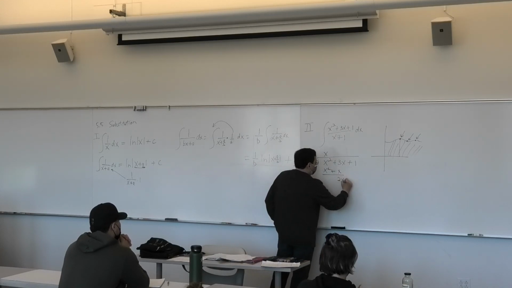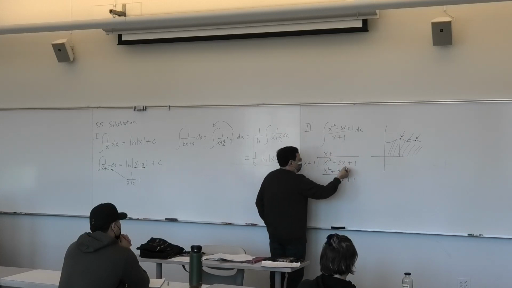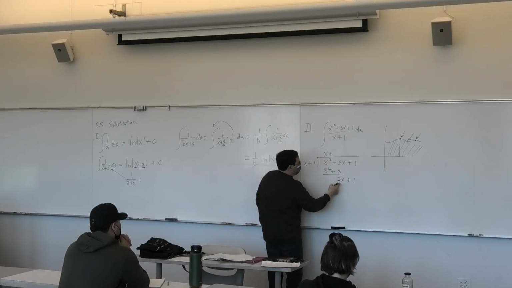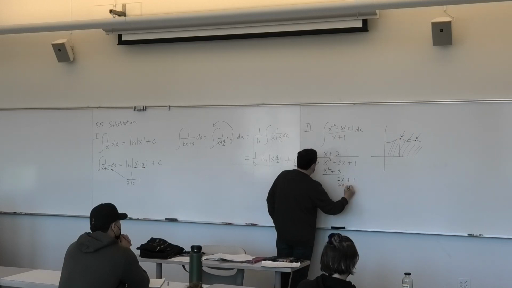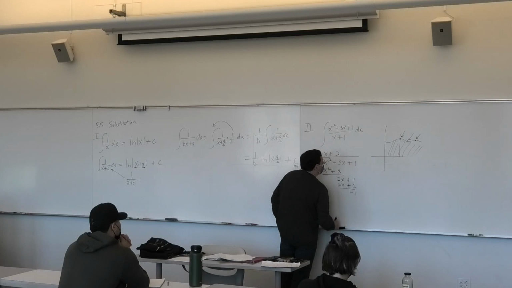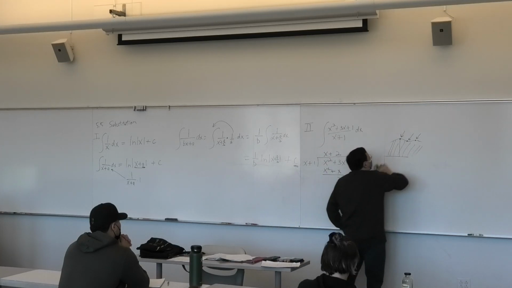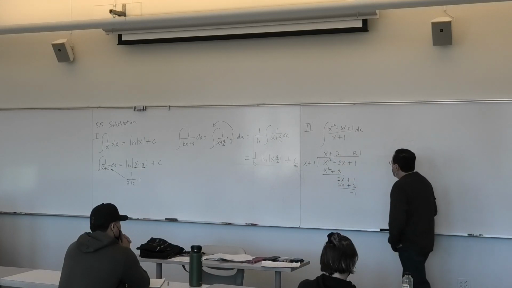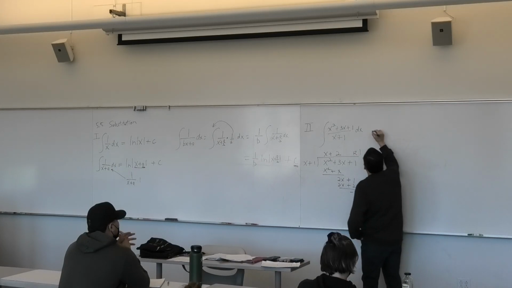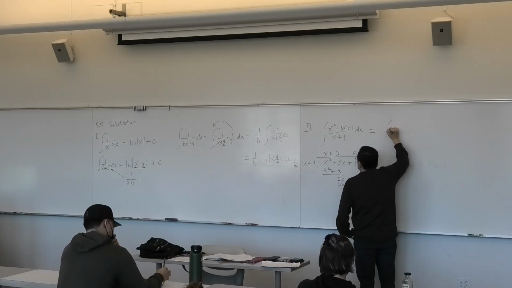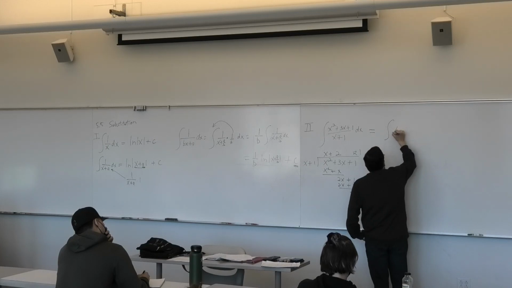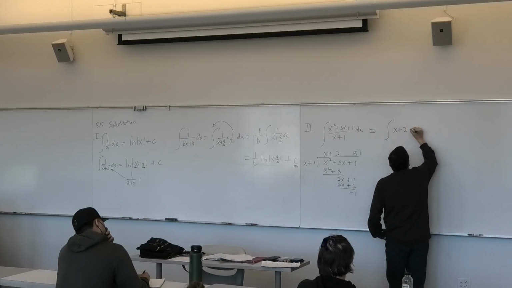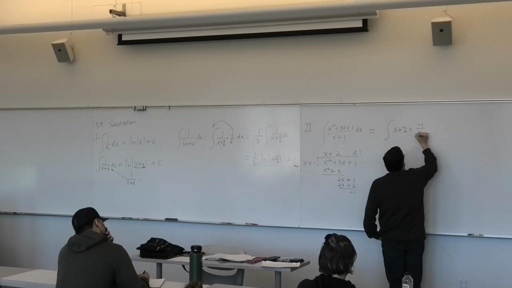We're going to get 2x plus 1, and x goes into 2x 2 times, 2x plus 2, and we have -1 in a remainder. Remainder 1. So all right, let's rewrite this. So this becomes the integral of x plus 2 plus -1 over x plus 1.